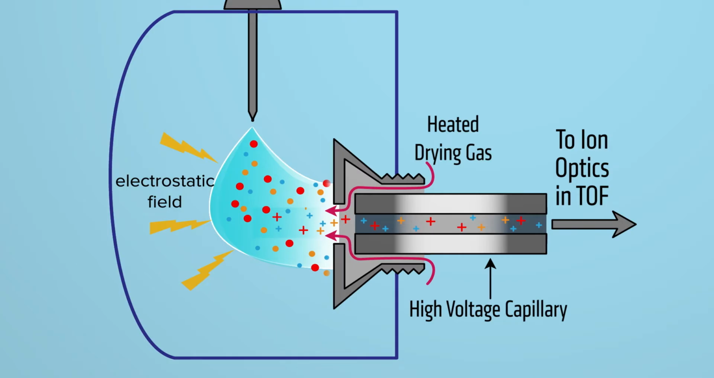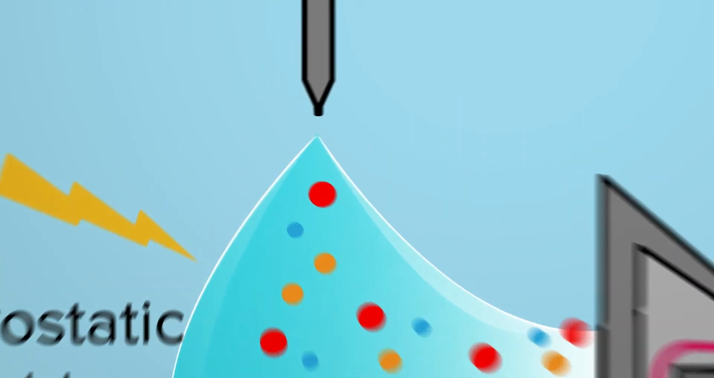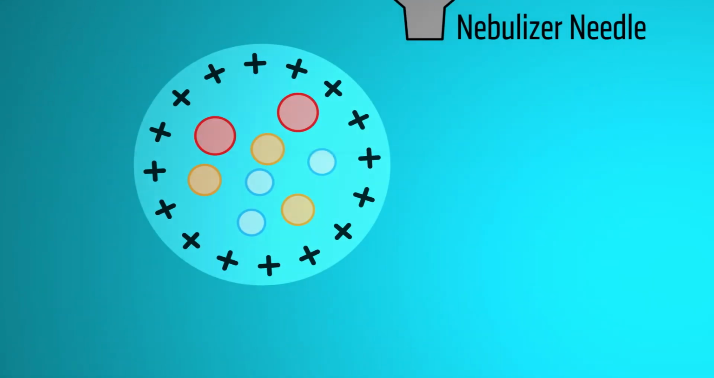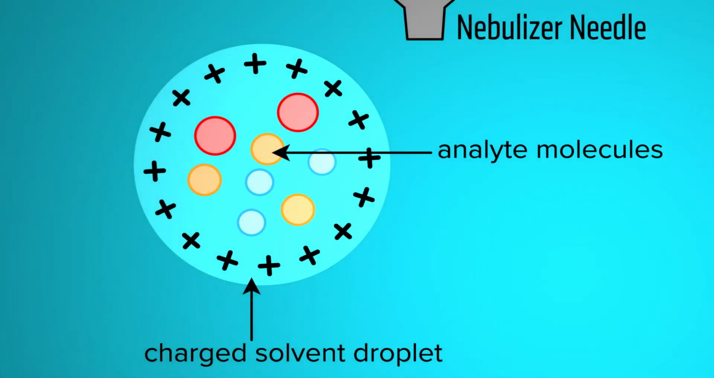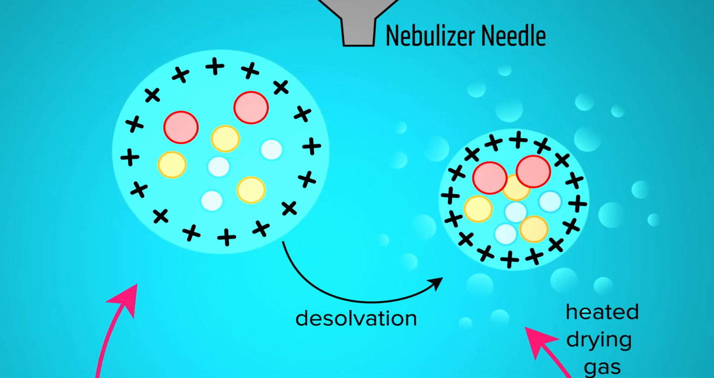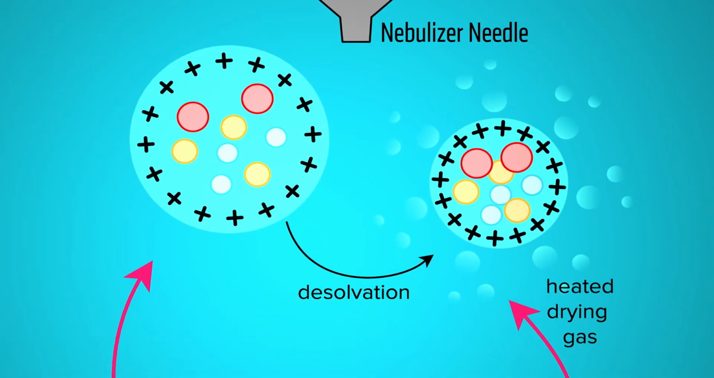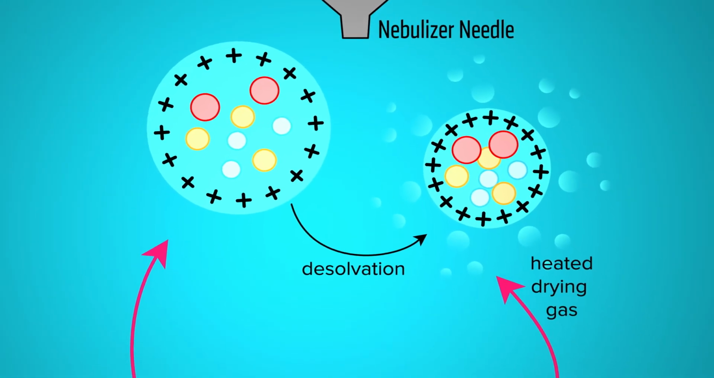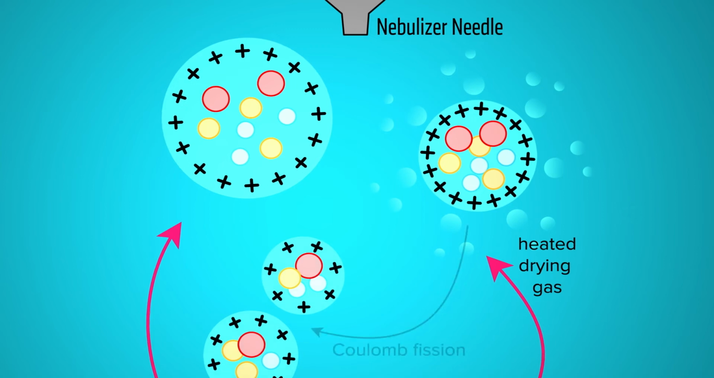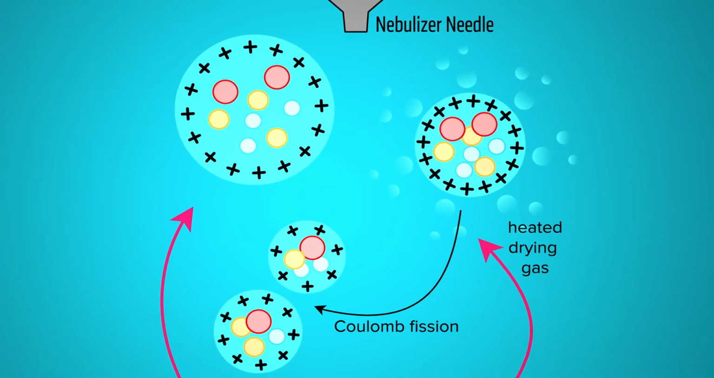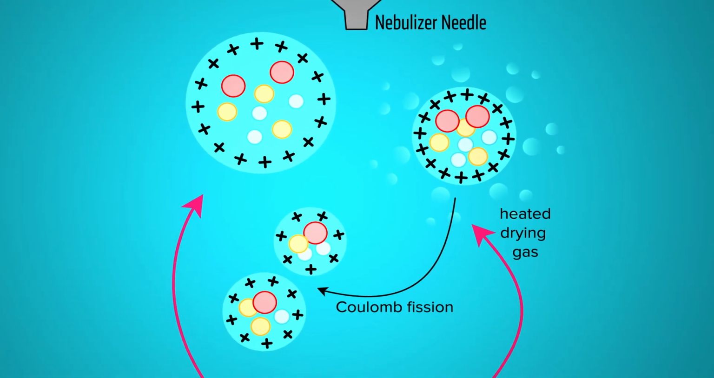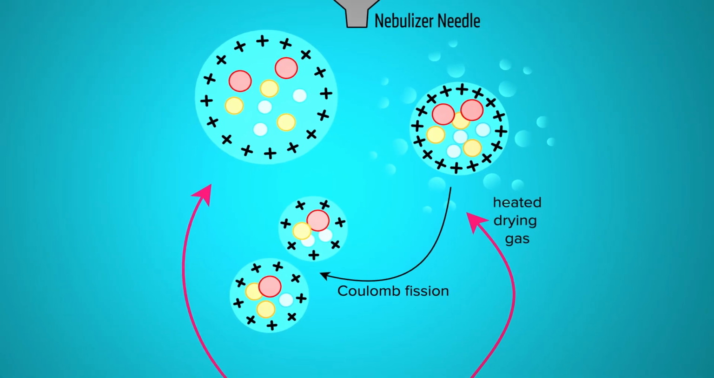How does electrospray ionization produce ions? When the sample is sprayed through the nebulizer into the electric field, charged solvent droplets that contain analyte are formed. As these charged droplets are drawn to the capillary, heated drying gas is used to shrink the size of the droplets. The droplets continue to shrink until Coulombic repulsion exceeds the cohesive forces holding the droplets together, leading to droplet explosion.